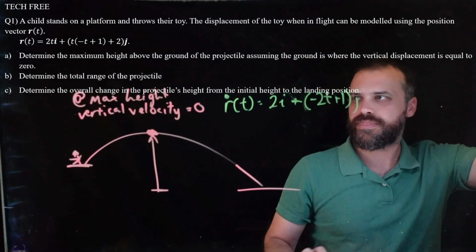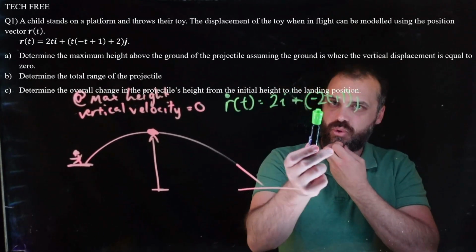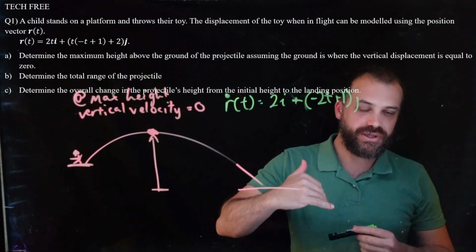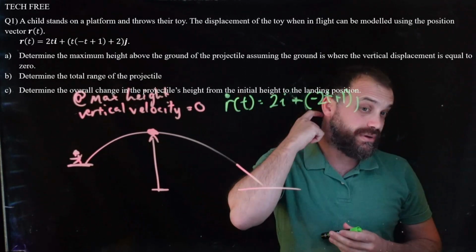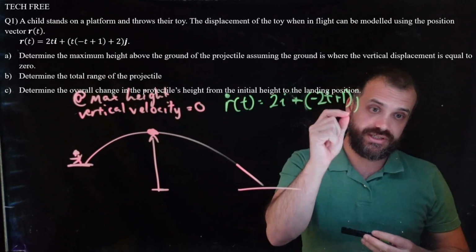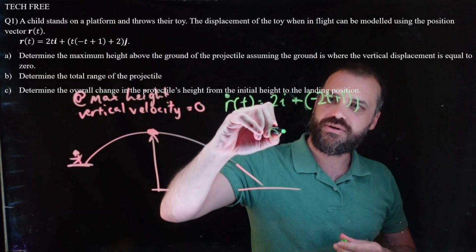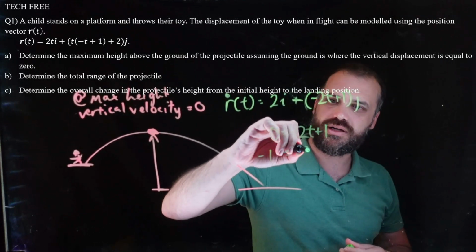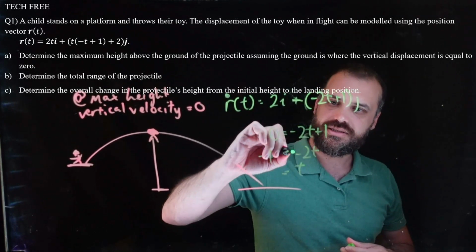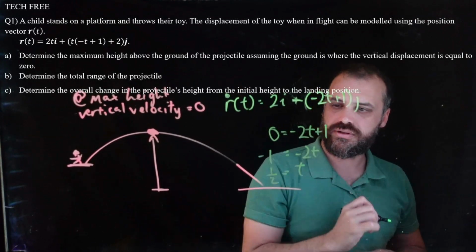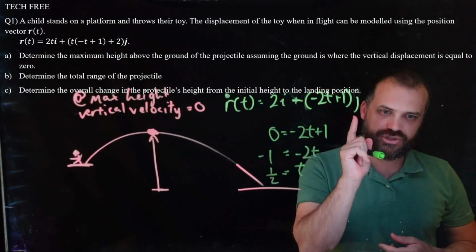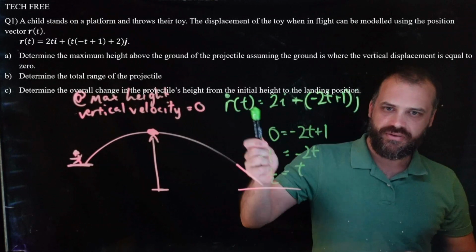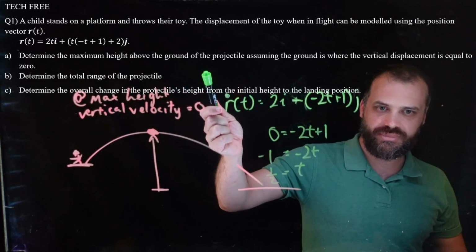All right. So the question is, when is that equal to 0? Because that will give me my max height, because that will be when my vertical velocity is equal to 0. 0 equals negative 2t plus 1. Negative 1 equals negative 2t. t equals 1/2. At time 1/2 is the maximum height.